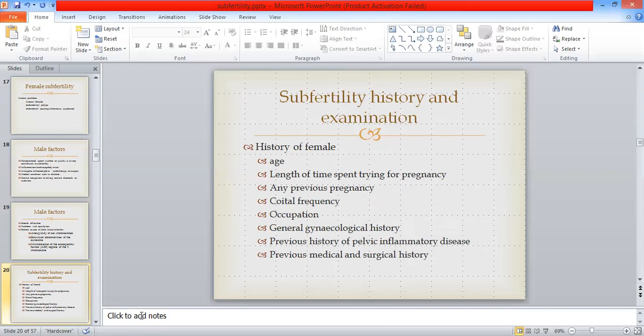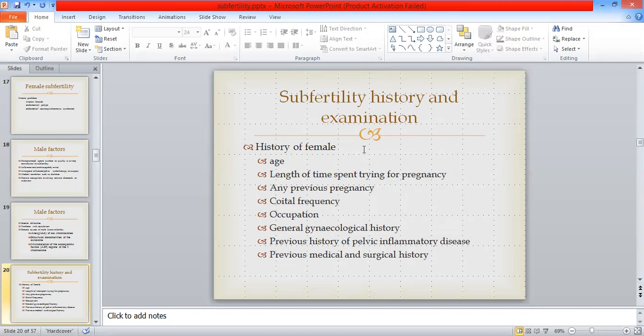So the history will be taken from the female partner, and the history will also be taken from the male partner. A thorough and detailed history must be taken from a patient presenting with subfertility, as this is a couple-centered issue. Both partners are involved in this process. So at the time of consultation, both male and female partners should be present so that we can ask history from the female partner and also from the male partner.